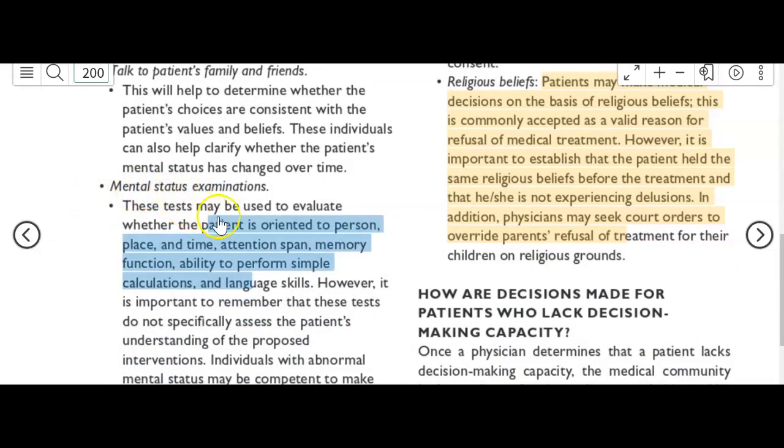Then we talked about mental status examinations. These are done regularly by psychiatrists, but also medical personnel when they're checking in on a patient. Sometimes they'll ask: tell me where you are right now. Tell me who the president is. What's the date right now? Things like this. Oriented to person, place, and time. They might ask things related to attention span. The psychiatrist might say some words and then ask you to repeat them back, things like that.